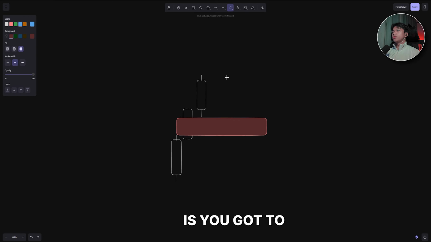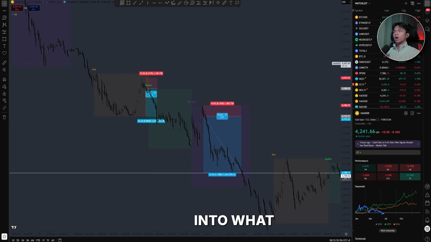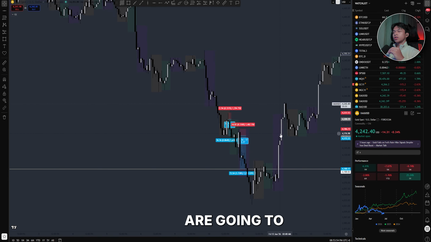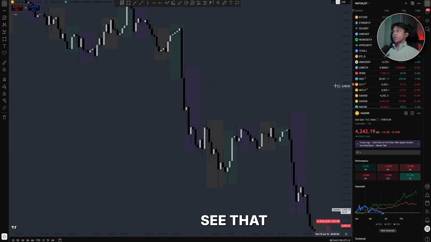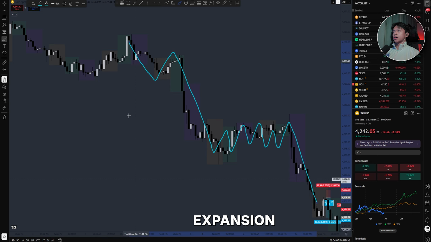The first step is you got to be understanding your market context. What I mean by context is you want to be jumping over here and taking a look at what your higher time frame is telling you. Well, clearly during this moment, I know you guys are going to be saying that, hey, the overall trend is bearish. Obviously, looking at this alone, you can clearly see that the entire market has just been going down. Goes down, pulls back a bit, goes down, ranges, and more expansion to the downside.